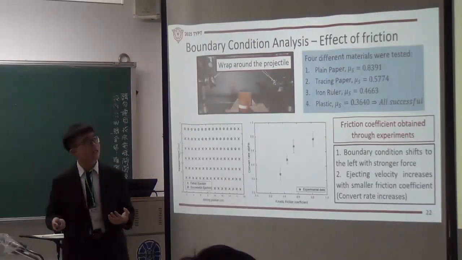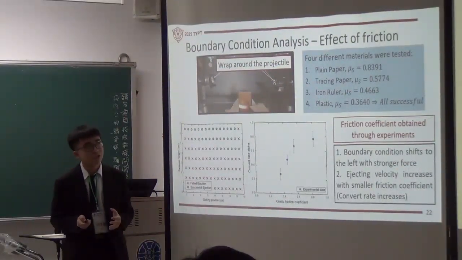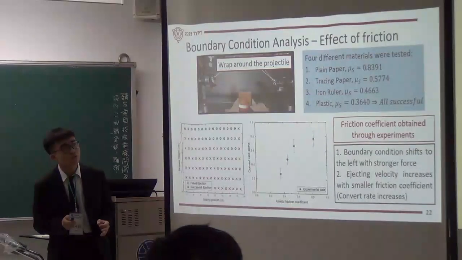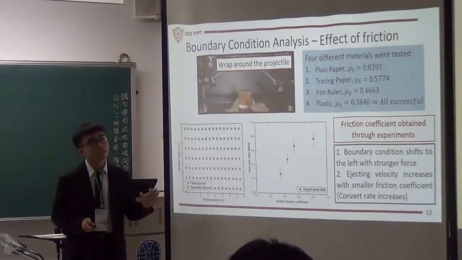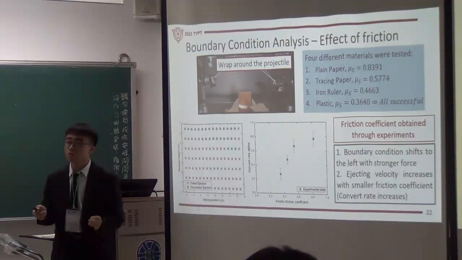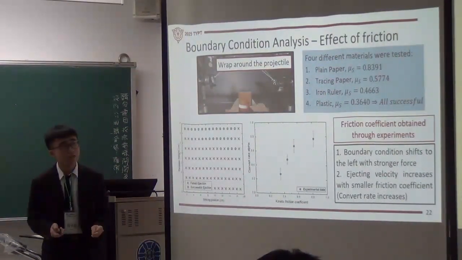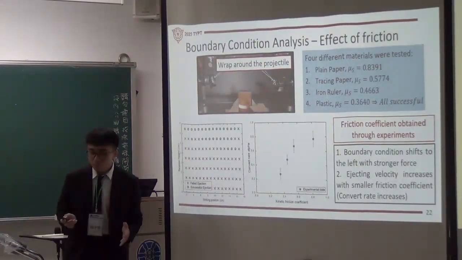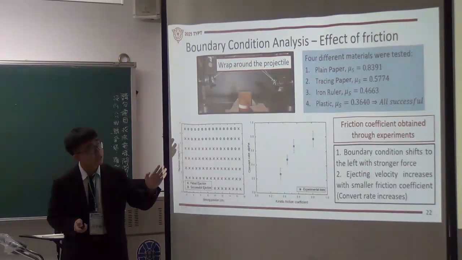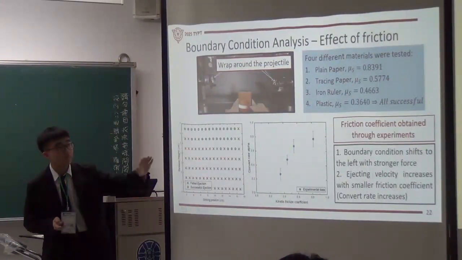Another boundary condition analysis is the effect of friction. We tested four different materials: plain paper, tracing paper, the iron ruler, which is the original condition, and of course plastic. The way we do it is we wrap different materials around the projectile, like the picture shown here.